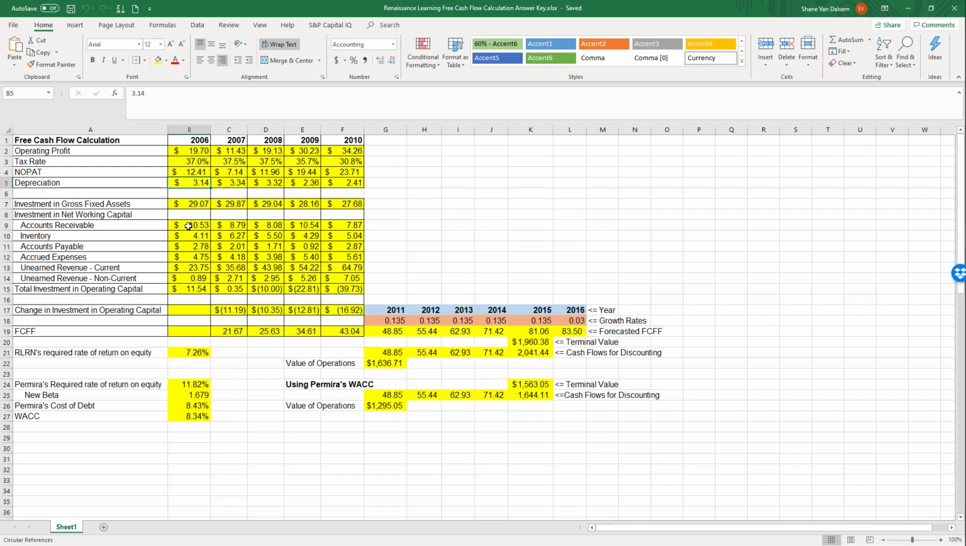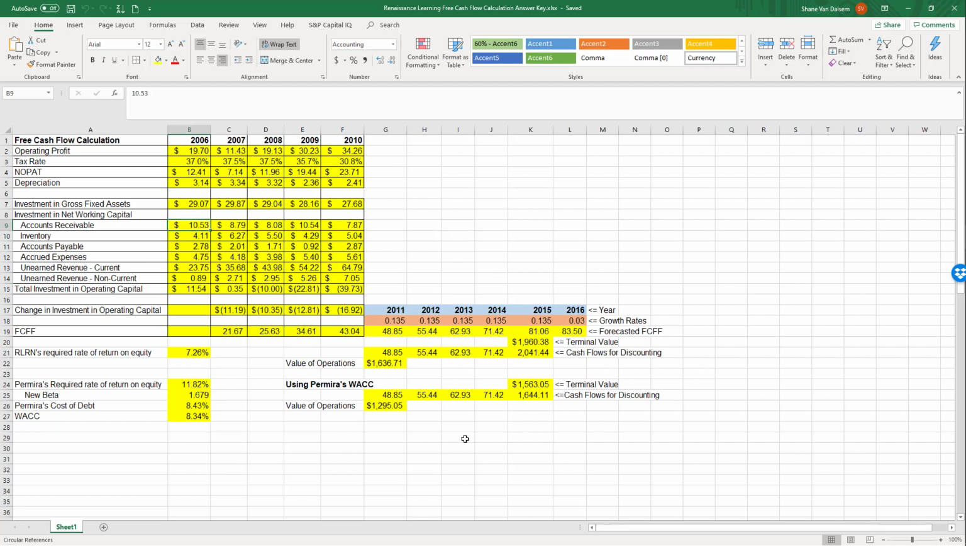The other one is this accounts receivable number. You might have used the numbers I have in there. There was also another number including other receivables, and it's fine if you use that one as well. No problem with that. Again, that really doesn't have much effect on the value that you end up with.